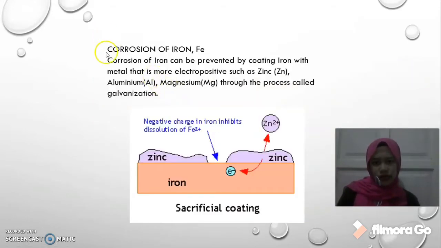The corrosion of iron can be prevented by coating iron with a metal that is more electropositive, such as zinc, aluminium, magnesium, through the process called galvanization. So this is the example, coating iron with zinc. So iron will be protected with zinc, so iron will not be corroded.